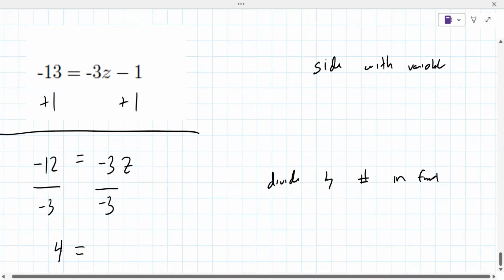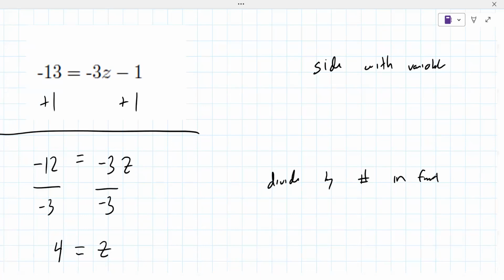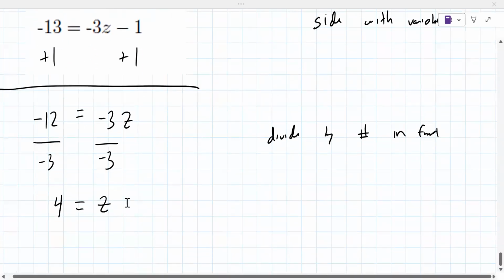So would the -12 divided by -3 not become positive 4? It does become positive, it becomes +4. And then you've got this issue again where the variable's on the wrong side, so you flip it: z equals 4, like that.